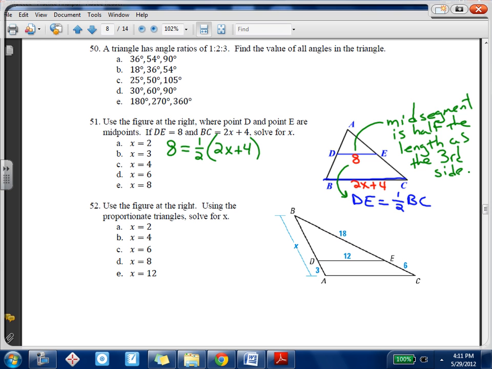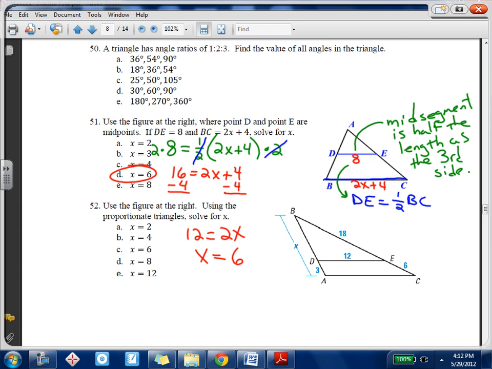I'm going to multiply both sides times 2. If I multiply both sides times 2, the half will cancel with the 2 because you get a 2 over 2. On the left side, we'll be left with 2 times 8, which is 16, equals 2x plus 4. And from here, we simply simplify. Minus 4. So we get 12 is equal to 2x. So therefore, x equals 6. That's our correct answer, letter D.